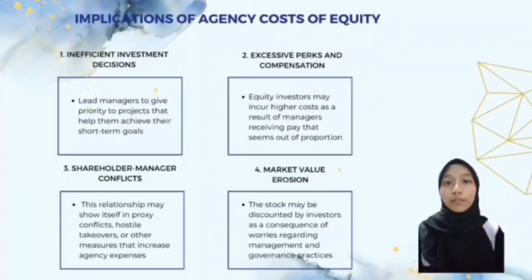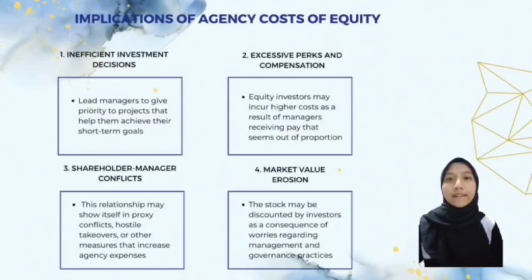Next, agency cost of equity also has several implications. One of the direct implications of agency cost is inefficient investment decisions. Short-term interests may lead managers to give priority to projects that help them achieve their short-term goals above those that increase shareholder value over the long run. Next, excessive perks and compensation. Equity investors may incur higher costs as a result of managers receiving pay that seems out of proportion to their contribution to shareholder value. Aside from that, shareholder-manager conflict.